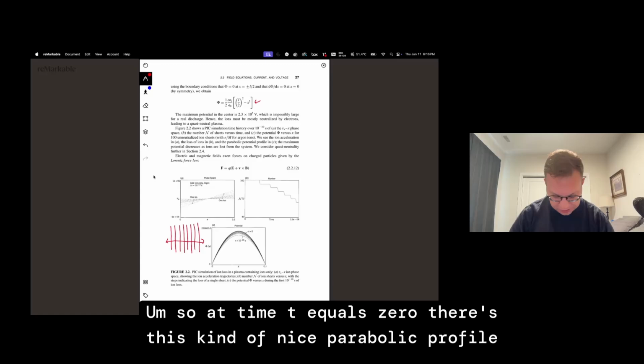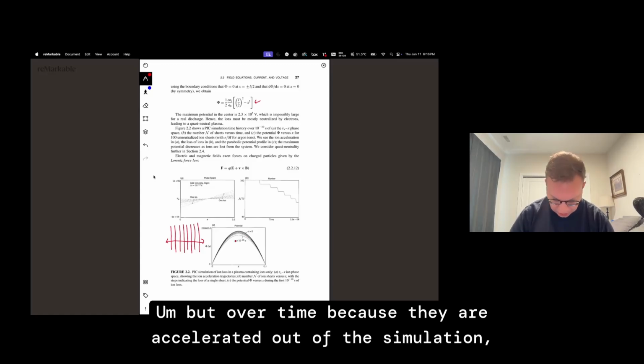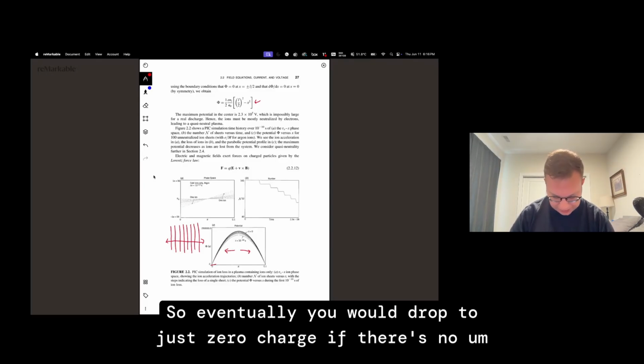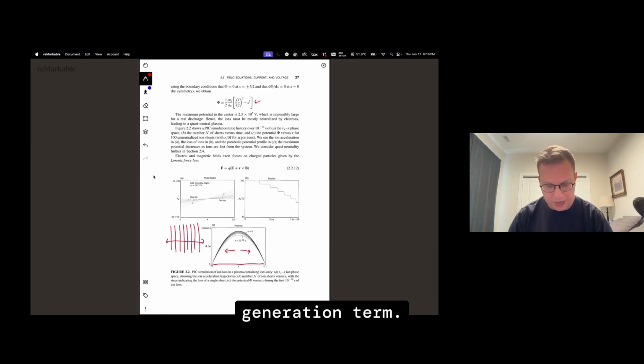So at time t equals 0, there's this kind of nice parabolic profile. But over time, because they are accelerated out of the simulation, the overall charge is dropping. So eventually you would drop to just 0 charge if there's no generation term.